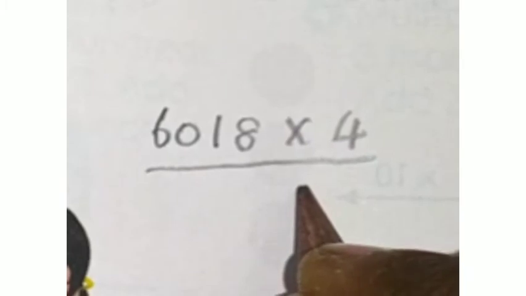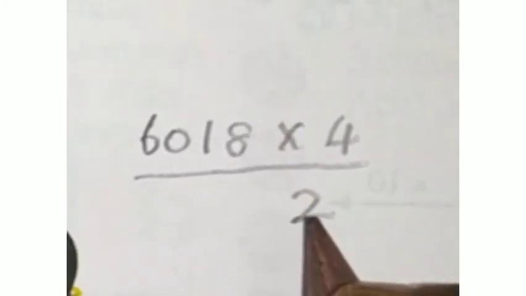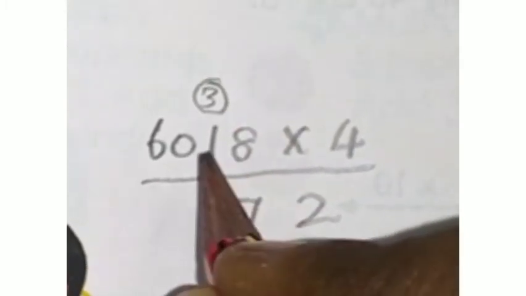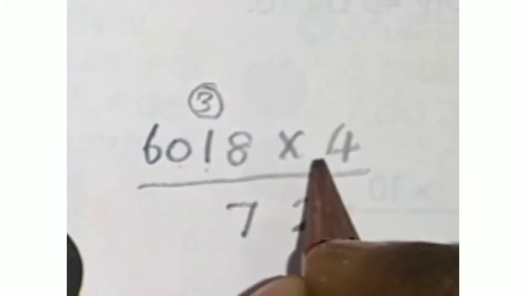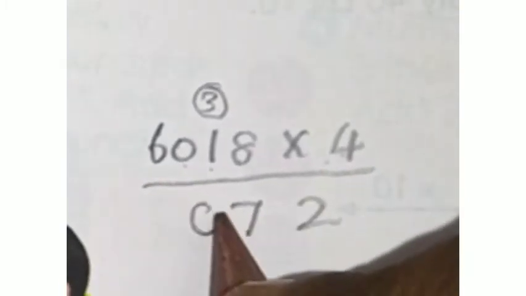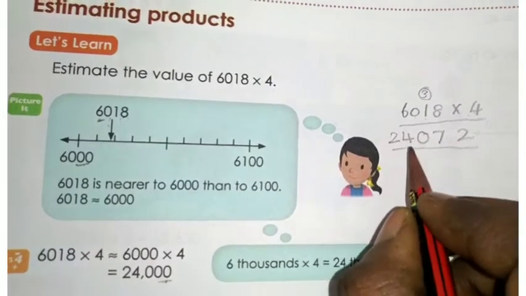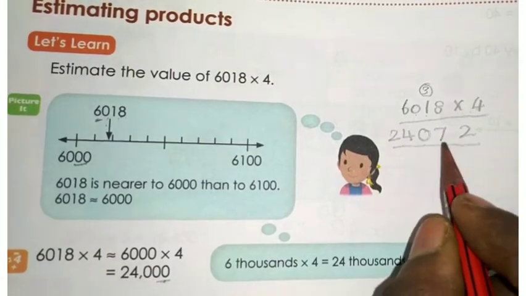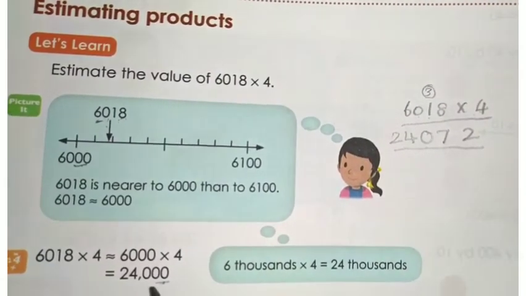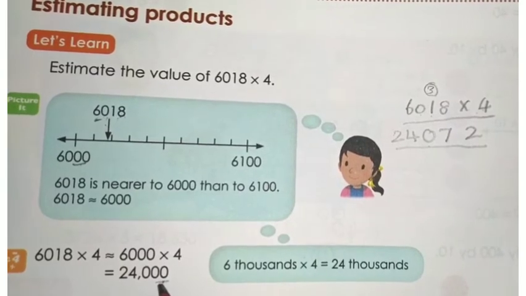6018 into 4. You have to start normal multiplication. 8 4s are 32. Write 2, and 3 should be moved to the tens place. 1 into 4, 4. 4 plus 3, 7. Then the hundreds place. 0 into 4, 0. So you have to write 0. 6 4s are 24. Now think of it. From the two values 24,000 and 24,072, this value is nearest to 24,000. Am I clear to you, children?